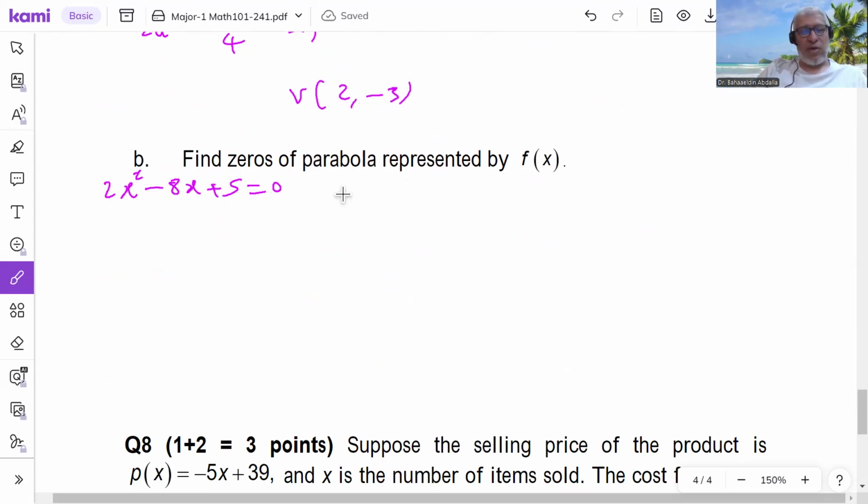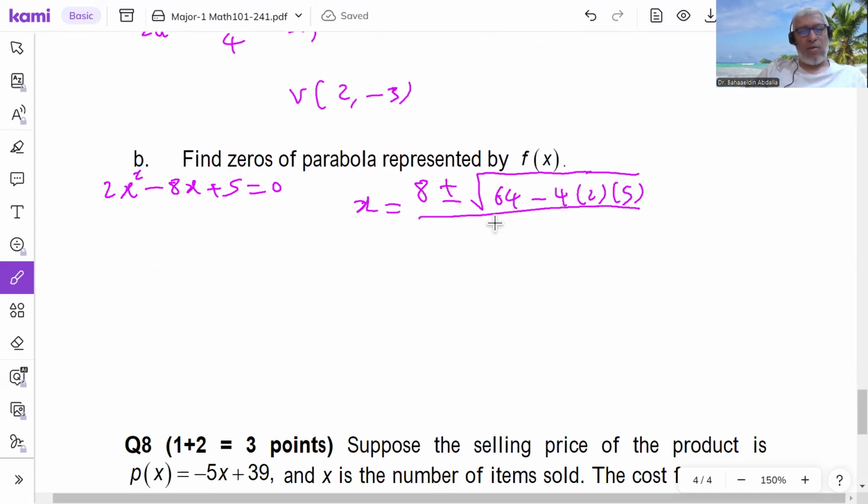Well, a is 2, so I'll just use the quadratic formula. x is negative b plus or minus square root of b squared minus 4 times a times c over 2a, that's 4. So it is equal to 8 plus or minus. Now, 4 times 2 is 8, times 5 is 40, and 64 minus 40 is 24, over 4, so that's the answer.